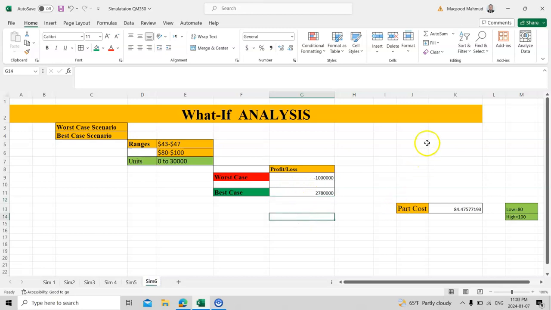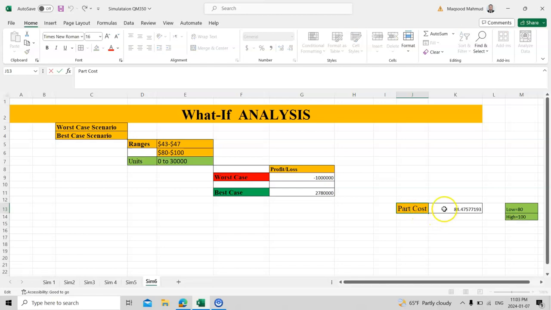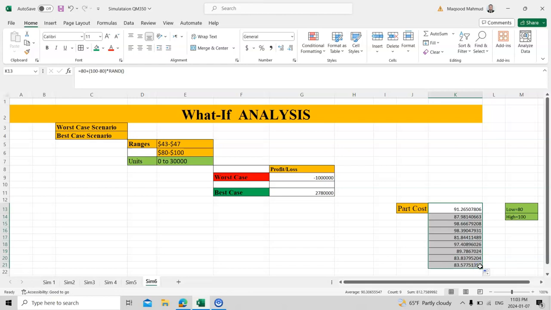Now let's suppose we have parts of the cost. Here we have this formula, which is equal to, for example, 80 plus the difference of the higher price, which is $100, and the lower price, which is $80, and then we multiply with the rand. If you want to simulate this, you can also simulate it just by drag and drop, and it will give you a variety of data.